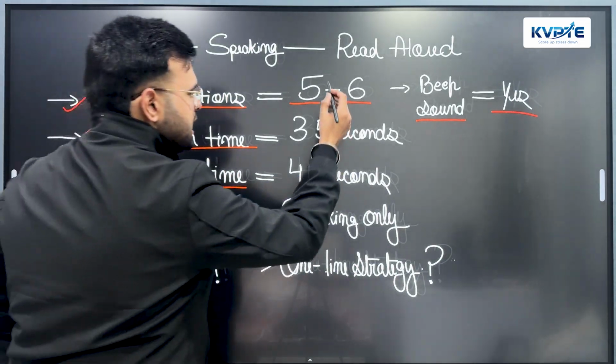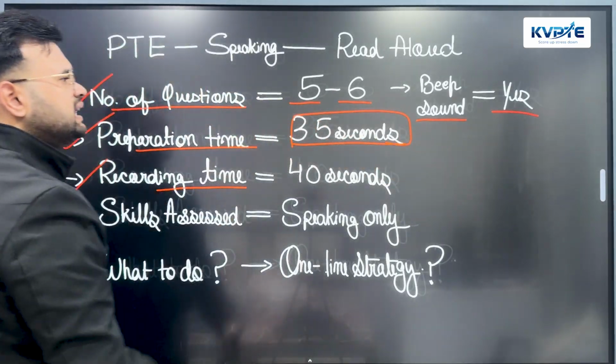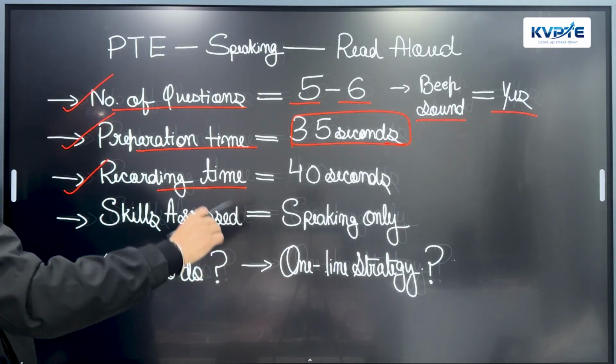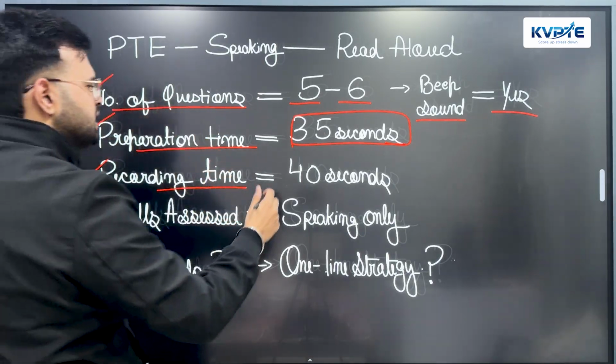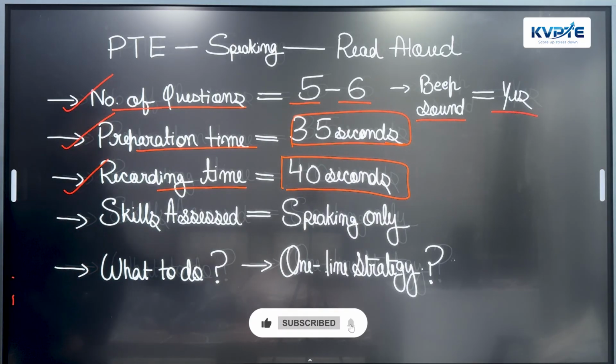For the Read Alouds, the preparation time is how many seconds? Preparation time is 35 seconds. And what is the recording time? Recording time is 40 seconds.